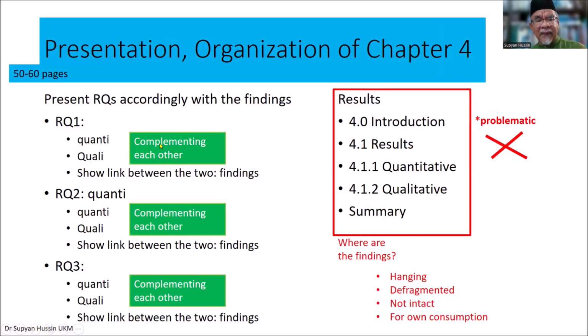This is another example. You present your research question accordingly with the finding. So you have research question one, you put the quanti and quali. One should complement the other, and then you show the link between the two. Okay? Then this is called findings. It's not only result, but more important is the word finding. Okay, these are the same issue that I just discussed earlier.